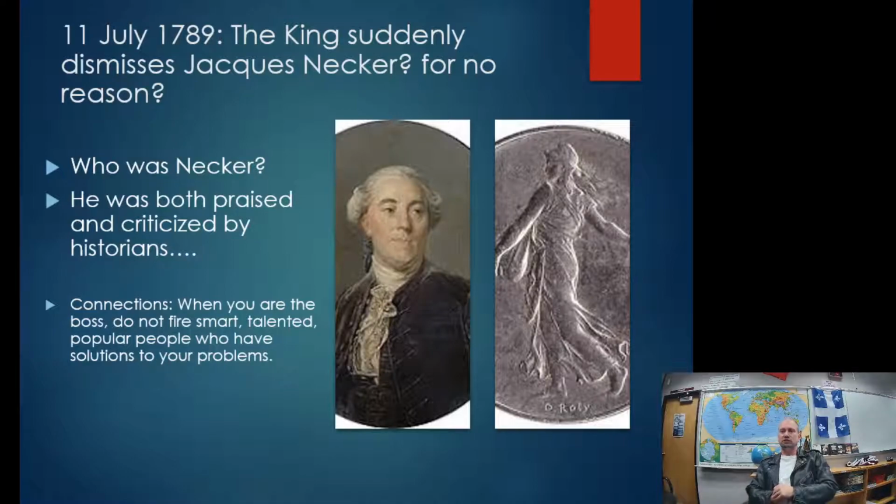The king suddenly dismisses Jacques Necker for no reason. Wait a minute. Who was Jacques Necker? I don't even remember him. All right, he was both praised and criticized by historians. He was the financial guy, doing the financial decisions, the management, the advice to the king. The king would rubber stamp his decisions.